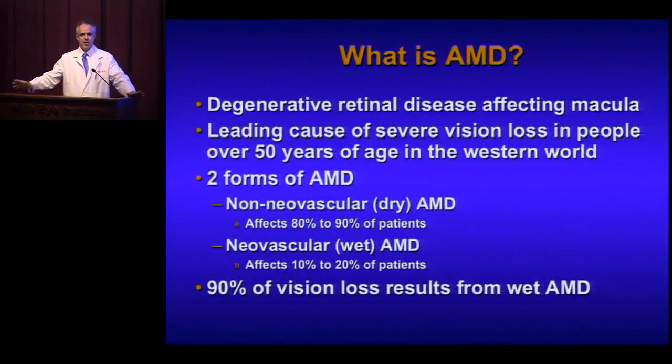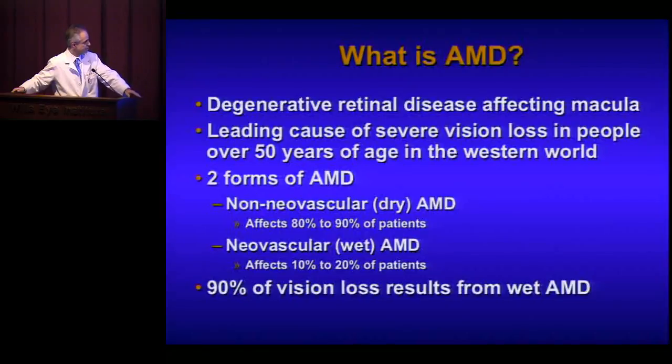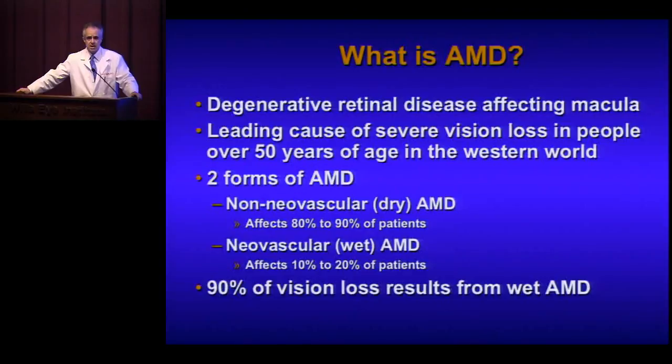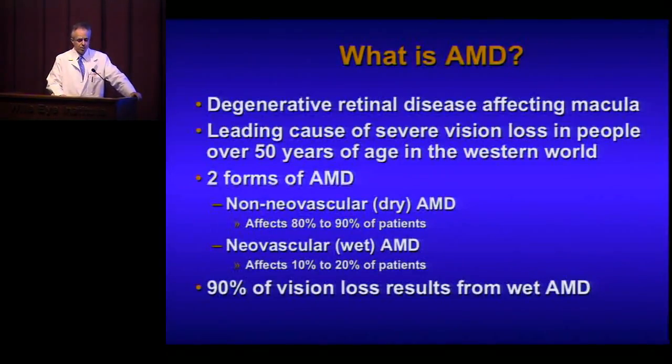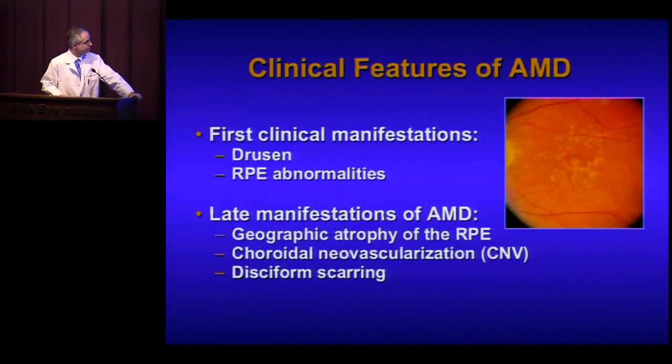You're probably aware of two basic forms, and some of the terms we'll define here. The non-neovascular or dry form of AMD, of course, is the most common, affecting 80 to 90% of patients. Fortunately, that's the less severe, less vision-threatening form. But the more severe advanced form is the neovascular or wet form, affecting about 10 to 20% of patients, but accounting for, even now with our good treatments, still up around 90% of the vision loss with this neovascular variant.